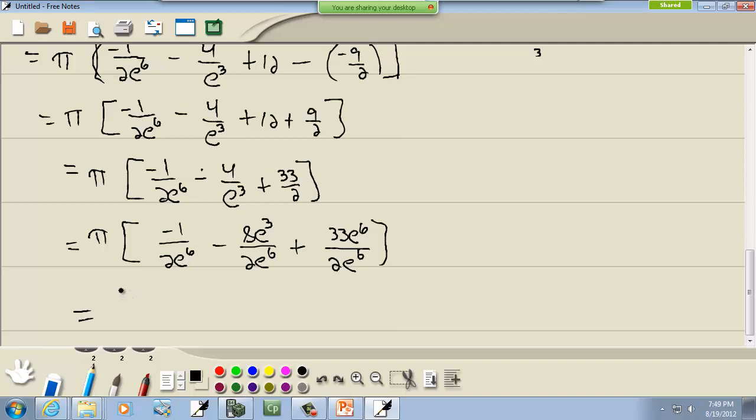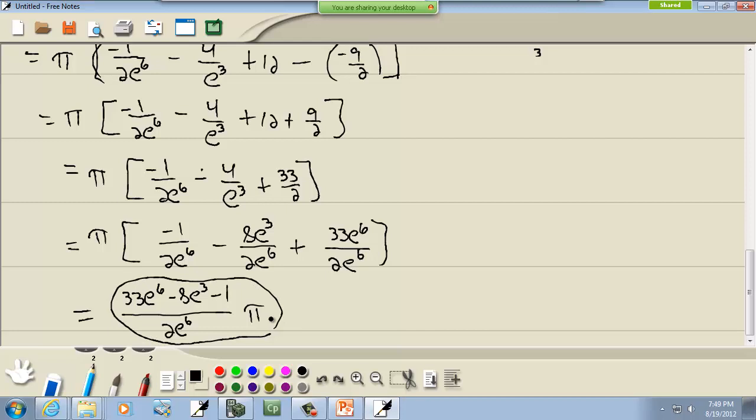And so then I'd have 33e to the 6 minus 8e to the third minus 1 over 2e to the 6 pi. And that would be your answer. Assuming I didn't make a math error somewhere there.